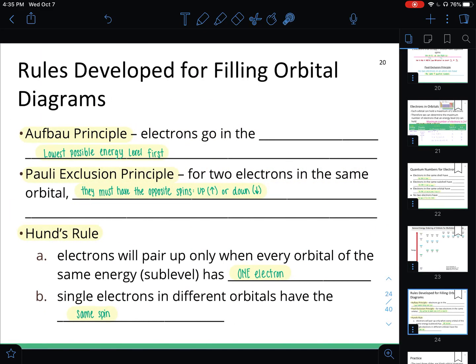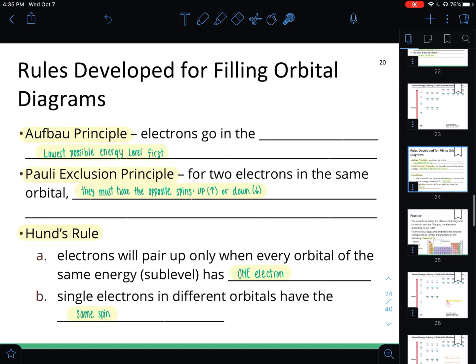When you are filling in those electrons, you have to keep the same spin until each orbital has 1 electron. That's why I drew one arrow pointing up in each of them and then went back and drew an arrow pointing down to show the opposite spin.